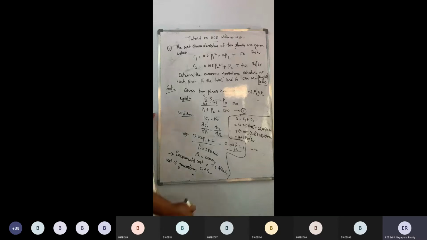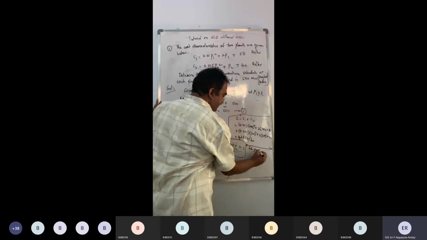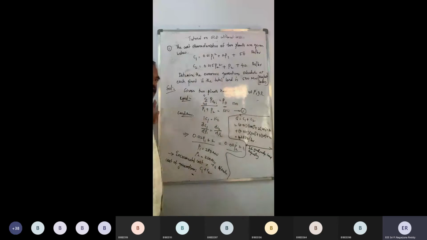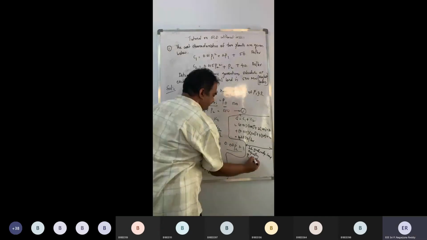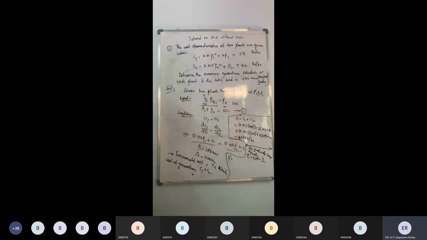Otherwise, if I divide the load equally, instead of doing all this process, let us suppose if I have two plants, and I divide the load equally, such that P1 is equal to 250, P2 is also 250. So then what is the cost in this case? Can anybody compute for me the total cost of generation? Anybody?